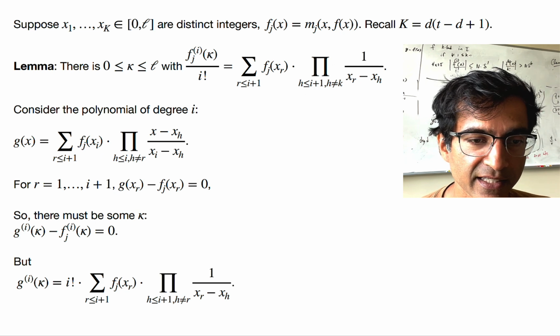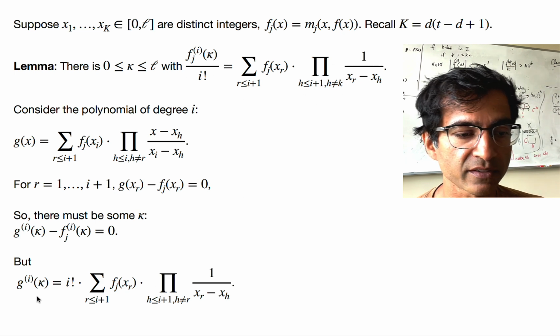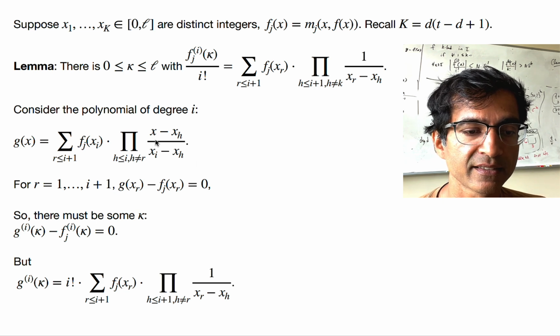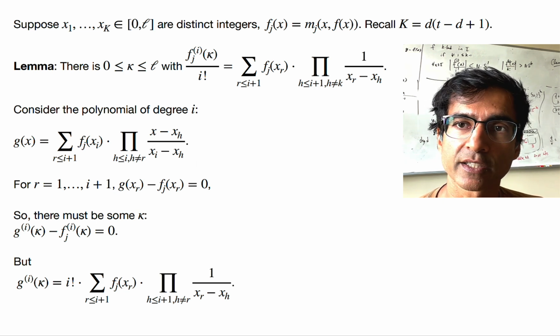And that's what gives you this equation, because the ith derivative is just determined by the coefficient of x to the i in this polynomial.